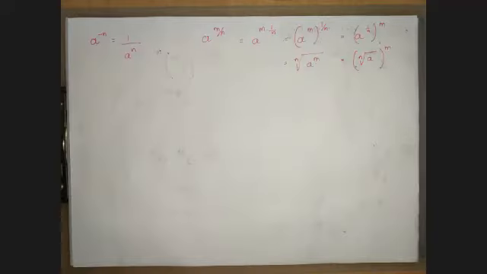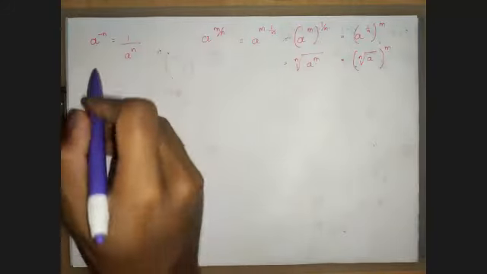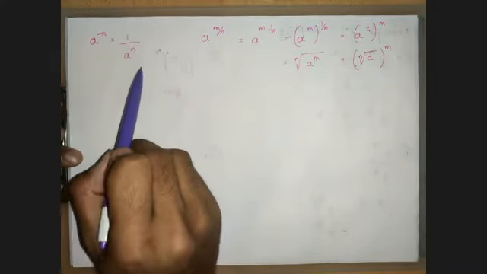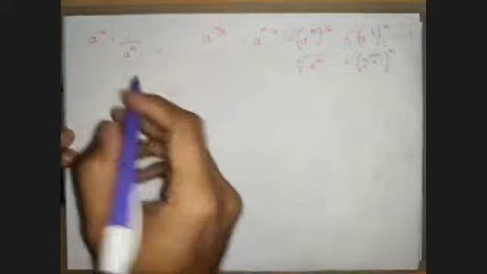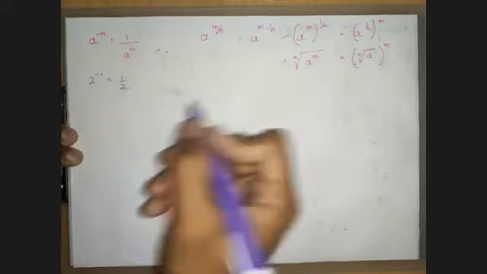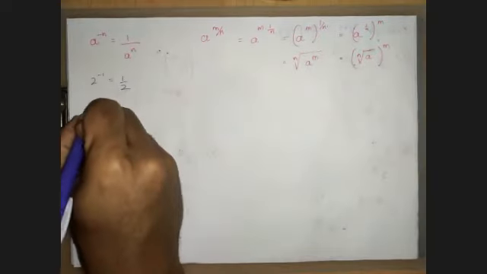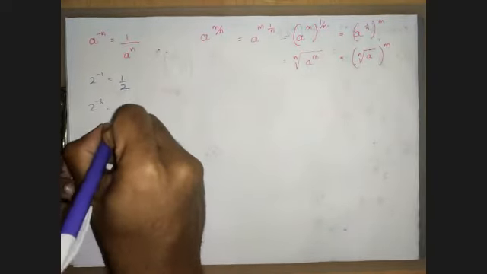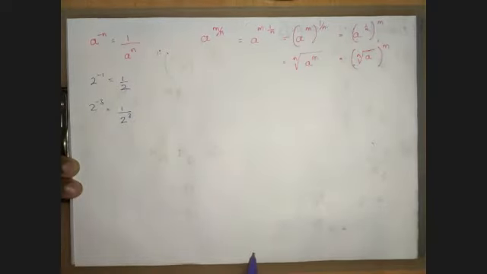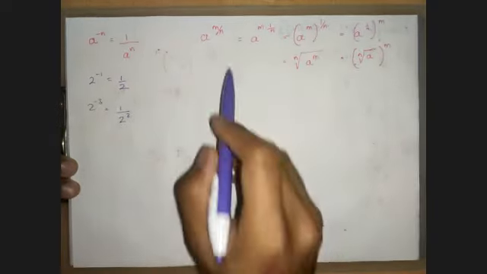So let us revise the concept once again. A power minus n is, as we studied, 1 by a power n. So for example, 2 power minus 1 is nothing but 1 by 2, and 2 power minus 3 is nothing but 1 by 2 power 3. Like that. Okay. So now let us look at this.